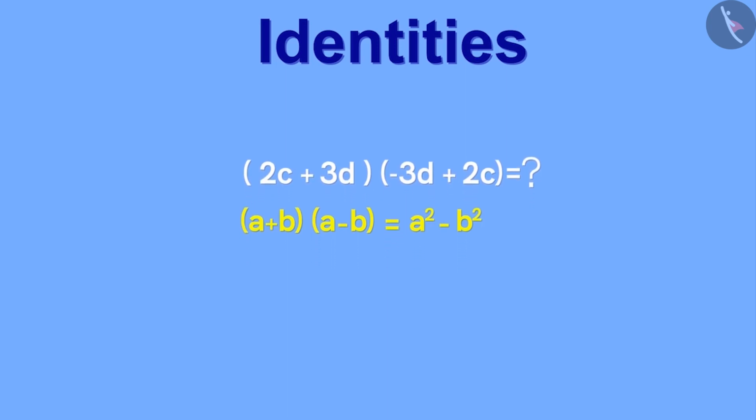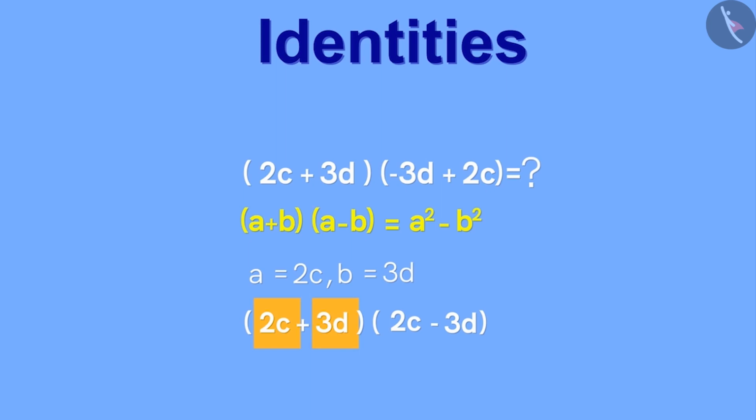We can simply rearrange the second bracket like this. Now, if we look at this, we can say that our expression is in the form of this. In A plus B, A minus B, A is 2C and B is 3D. Now using this identity, we can solve this expression. Hence, the answer can be given as these two terms.